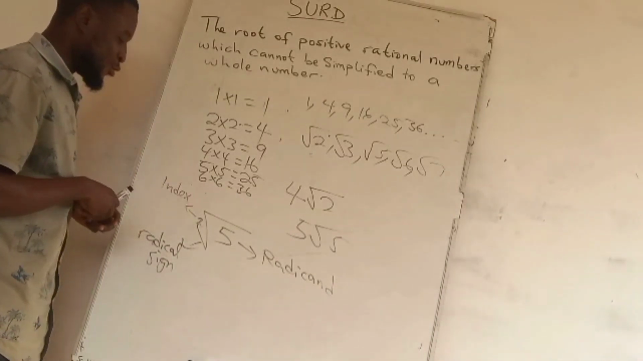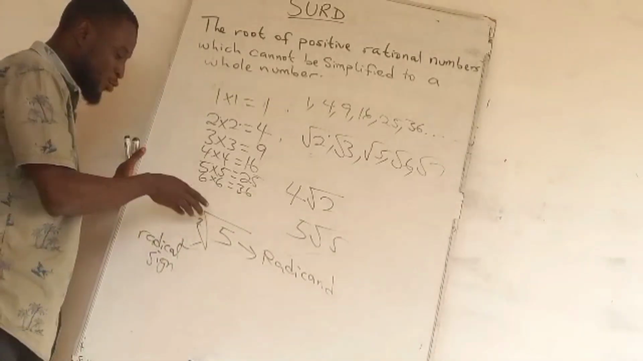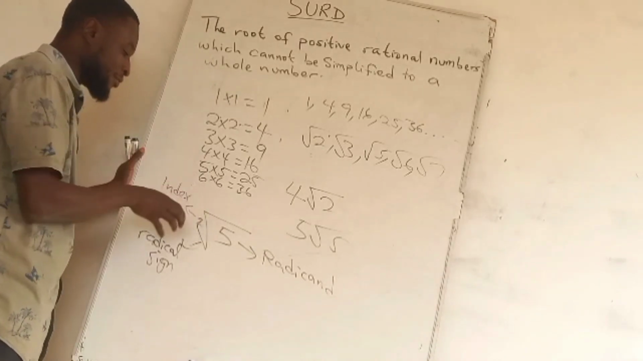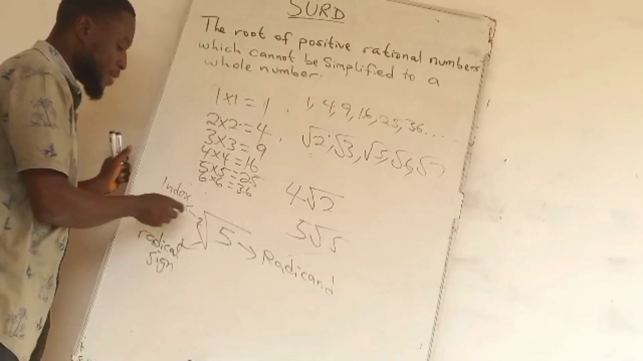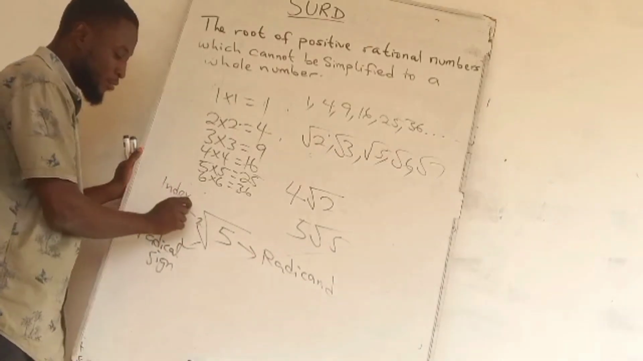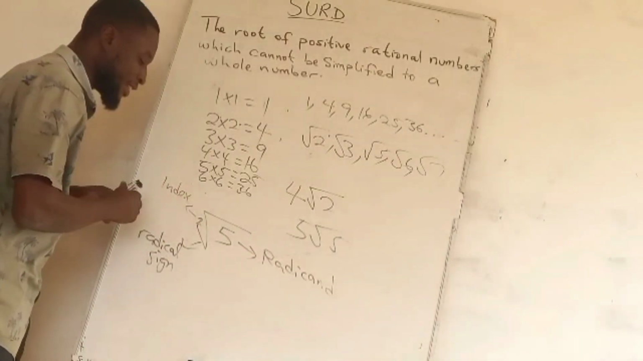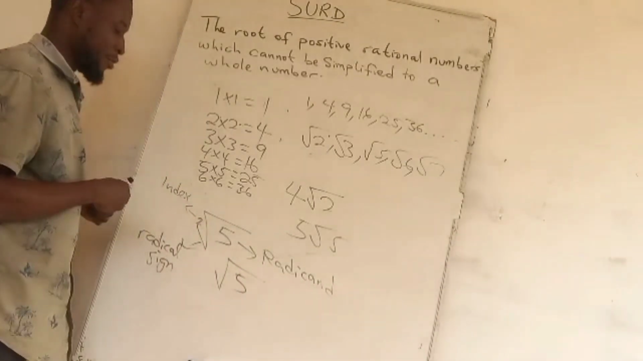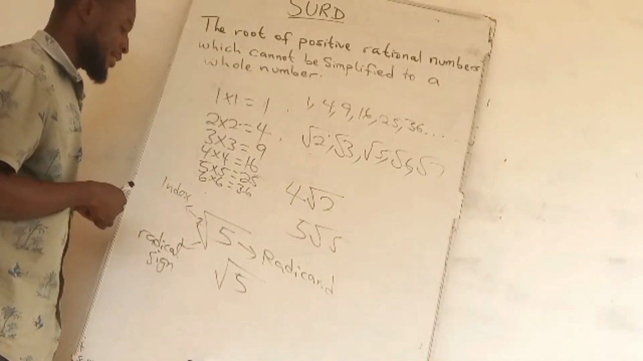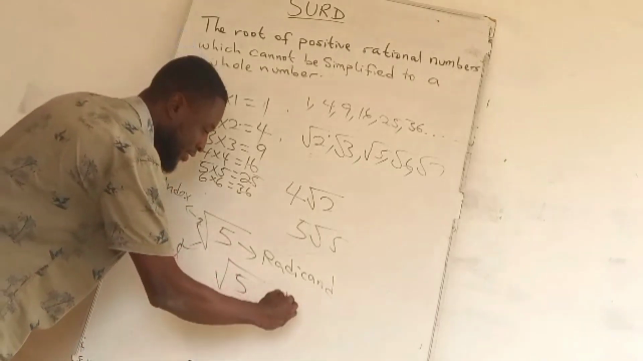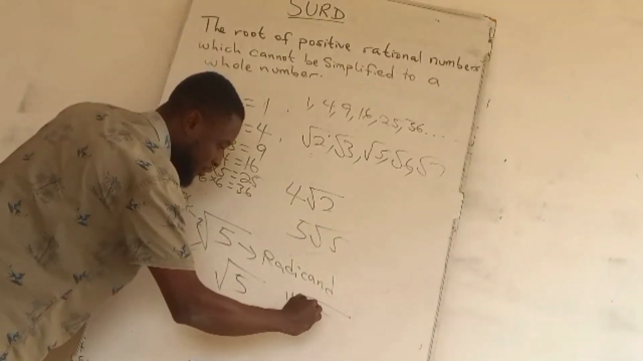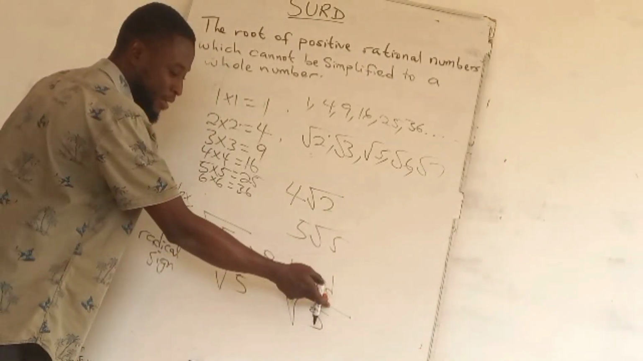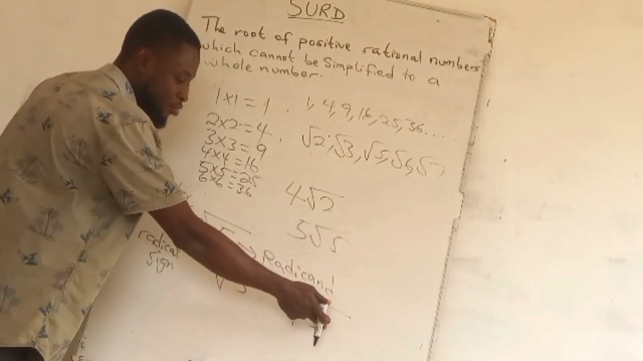The index. So actually, this is what we should have written, square root of 5. But usually we don't write the 2. We just leave it like that as square root of 5. So when you want to write the 4th root of 5, you write it this way. 4th root of 5. So your 4 becomes your index. This sign is your radical sign, and this is your radicand.